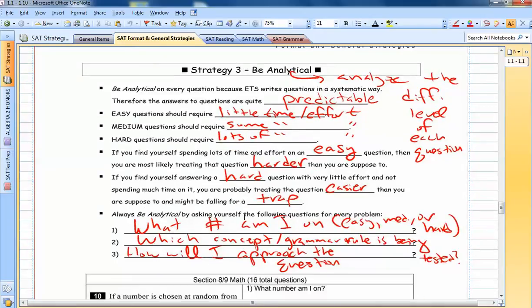Be analytical. This is also an important technique. You want to analyze the difficulty level of each question.